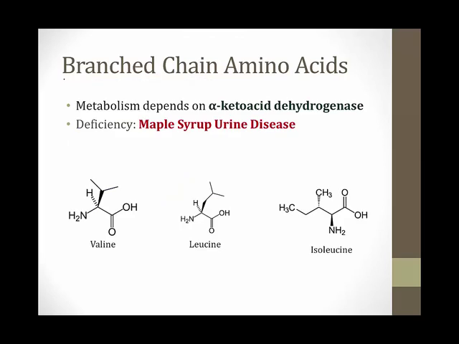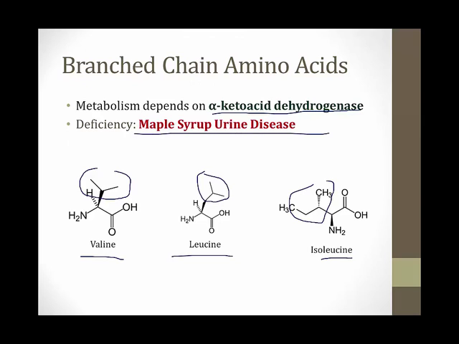There are 3 so-called branched-chain amino acids. They are valine, leucine, and isoleucine. All of them contain a carbon branch as part of their chemical structure. And metabolism of these 3 amino acids depends on an enzyme called alpha-ketoglutarate dehydrogenase, which is also a multi-subunit complex just like pyruvate dehydrogenase, and it requires the same 5 cofactors, including thiamine. And if you are deficient in this enzyme, you will develop a condition called maple syrup urine disease, which I talk about in the amino acid modules.